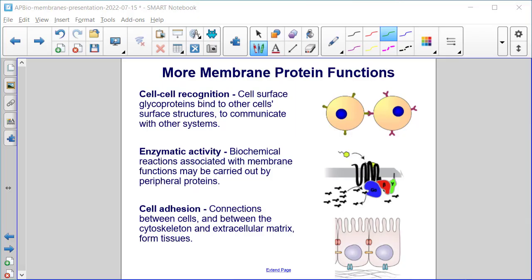Cell-cell recognition. Cell surface glycoproteins bind to other cells' surface structures to communicate with other systems. Enzymatic activity. Biochemical reactions associated with membrane functions may be carried out by peripheral proteins. Cell adhesion. Connections between cells and between the cytoskeleton and extracellular matrix form tissues.